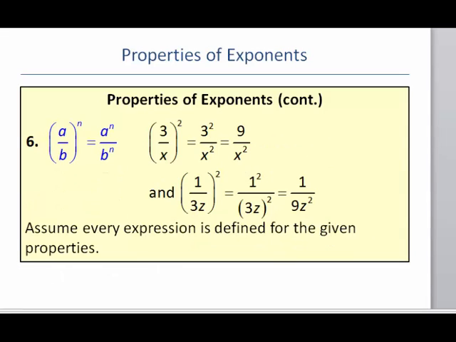All right, and our last property does a very similar thing, but with a fraction. It says that if you have a fraction and you have a power on the outside of a parenthesis, that power will apply to both terms. And you can see it's (a/b) to the n equals a to the n over b to the n. Or as an example, this 2 would apply to the 3 and also to the x.